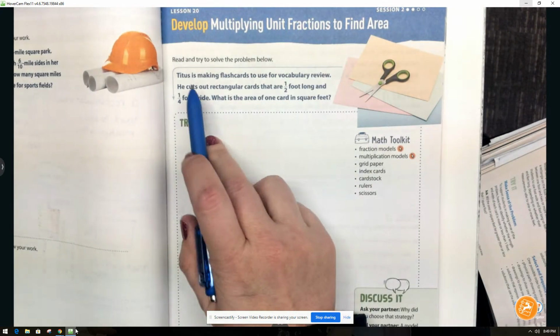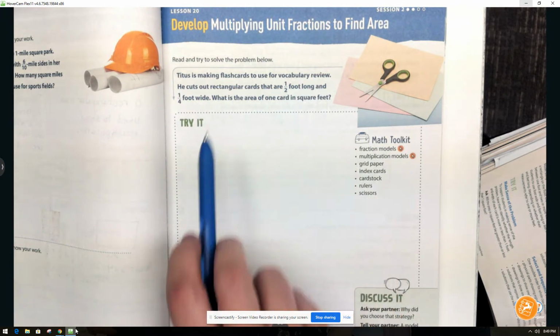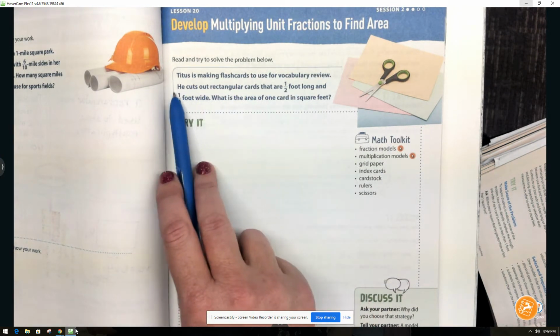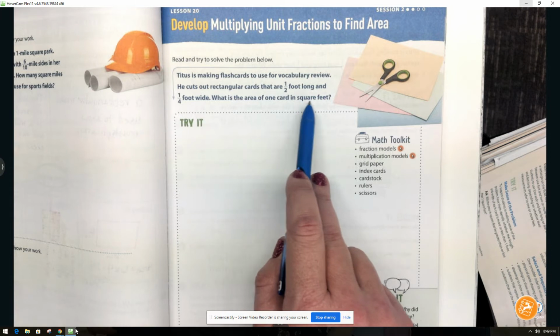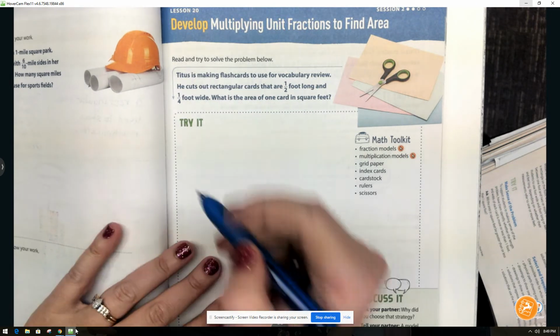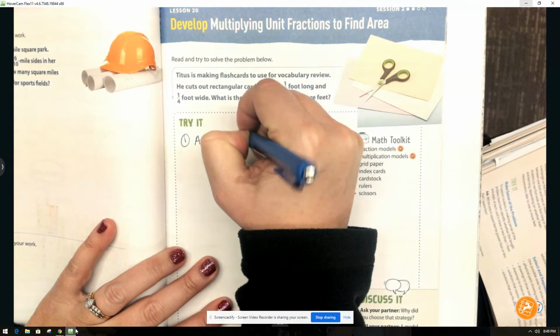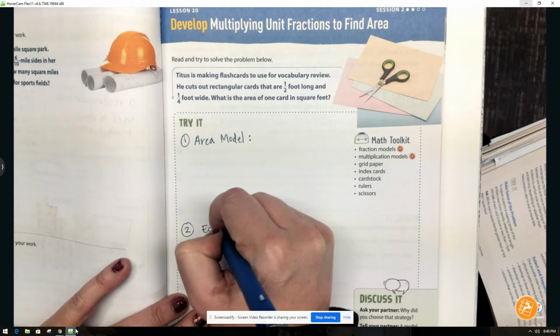All right, so page 407 says this. Titus is making flashcards to use for vocabulary review. He cuts out regular cards that are 1/2 of a foot long and 1/4 of a foot wide. What is the area of one card in square feet? So there's a couple different ways that we could solve this. I'm going to go ahead and show you an area model, and how we could solve this using an equation.